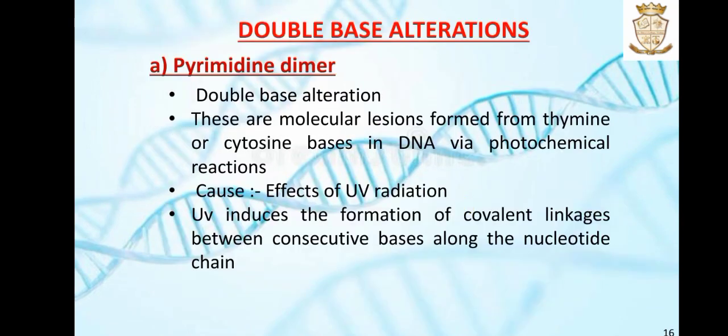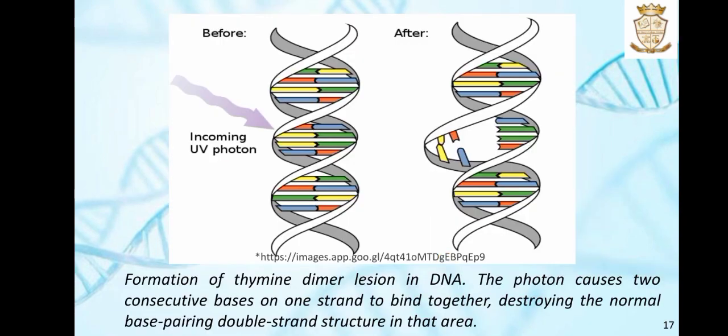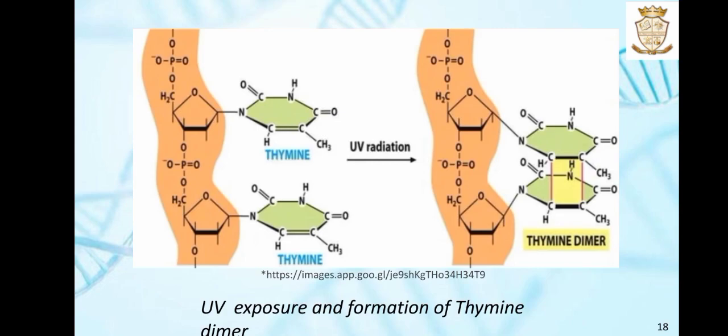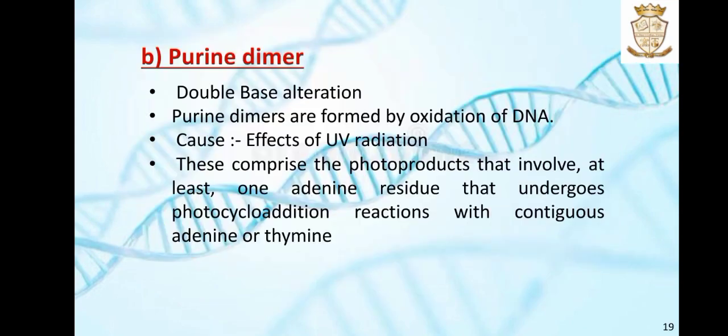Double base alterations. First one is pyrimidine dimer. These are molecular lesions formed from thymine or cytosine bases in DNA via photochemical reactions. Cause: effects of UV radiation. UV induces the formation of a covalent linkage between consecutive bases along the nucleotide chain. Formation of thymine dimer lesion in DNA: the photon causes two consecutive bases on one strand to bind together, destroying the normal base pairing double strand structure in that area. UV exposure and formation of thymine dimer.